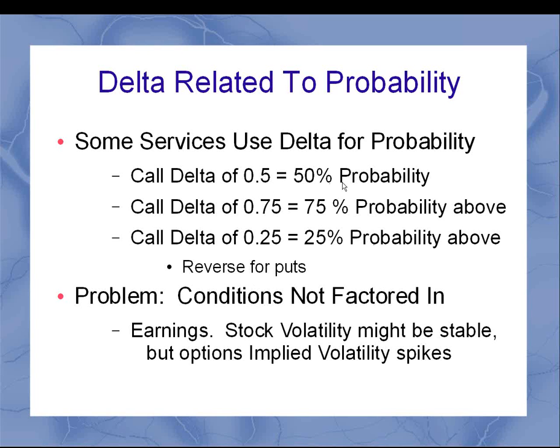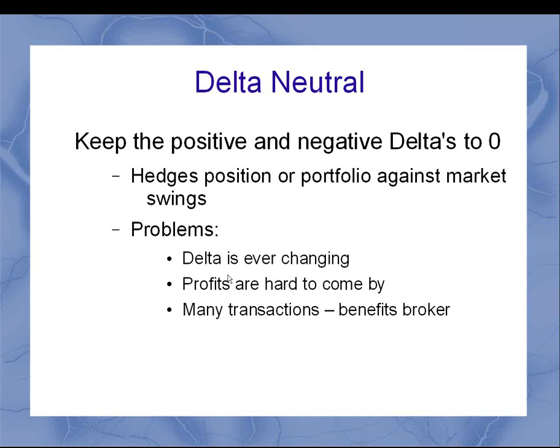However, there's nothing wrong with doing that with delta. We just like to take in the extra factors of upcoming events into our equations for probability. Now, delta neutral, and if anyone is doing delta neutral, I'd love to hear from you. With delta neutral positions, you want to keep the positive and negative deltas in a portfolio or on a multi-leg position around 0. It hedges the position or your portfolio against large market swings.